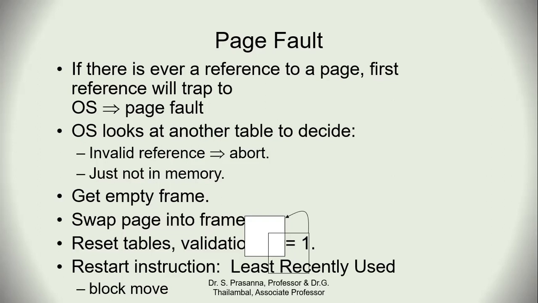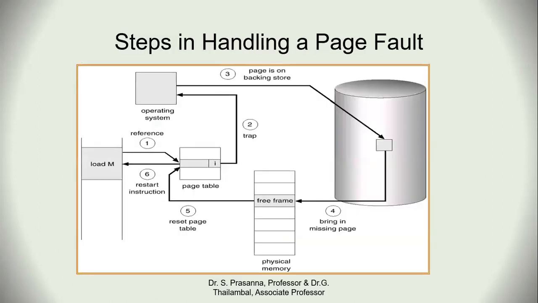If it is not in memory, you have to swap it in from the backing store, following these steps. Get an empty frame, swap the page into the frame, reset the tables and the valid bit from 0 to 1, and restart the instruction. A recently used block needs to be chosen as a victim. This is what we have seen in the page fault algorithms.